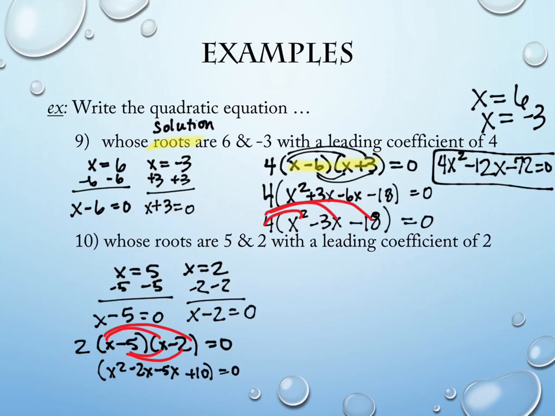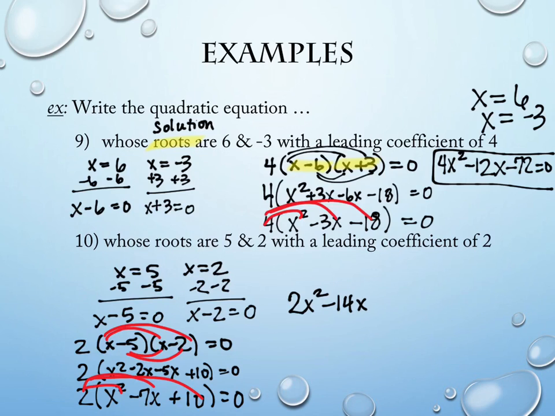I've got my 2 still at the beginning, so let me rewrite it. I can combine my x's here. Negative 2x and negative 5x would be negative 7x. And what would my last step be? Distribute. Yeah, the word is distribute, that's right. Distribute the 2. So I have 2x squared minus 14x plus 20 equals 0.